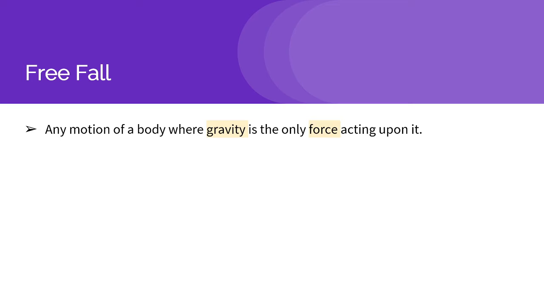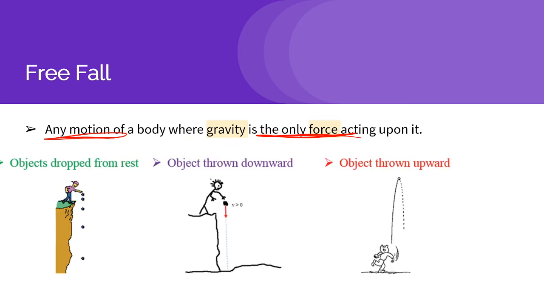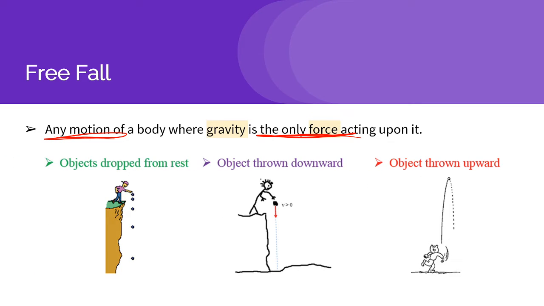All right, free fall. The definition of free fall: any motion of a body where gravity is the only force. We didn't talk about force yet, but the only thing that is pulling or pushing on the object is gravity. If that's the case, then we consider it a free-falling object. So what are the cases for that? You basically have three cases.